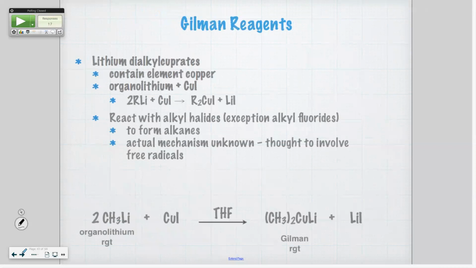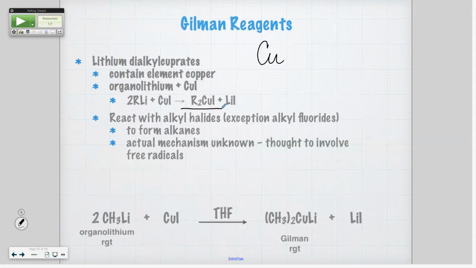Okay, now there's a thing called the Gilman reagents. They also have copper in them. So look at this, we're getting into the periodic table here. Copper, remember, is Cu, right? Not CO. What's CO? Cobalt. All right, just checking on y'all. So in order to make them, you take an organolithium and you add copper iodide to it, and it's 2 to 1. And you'll notice that you make this R2CuLi. That is the Gilman reagent.